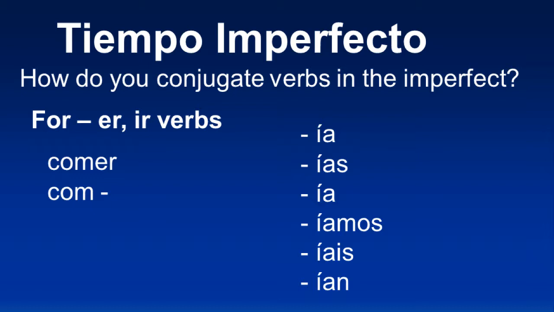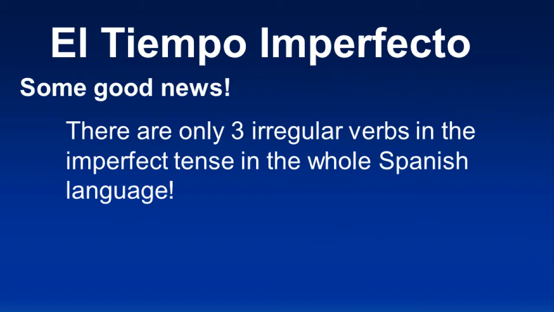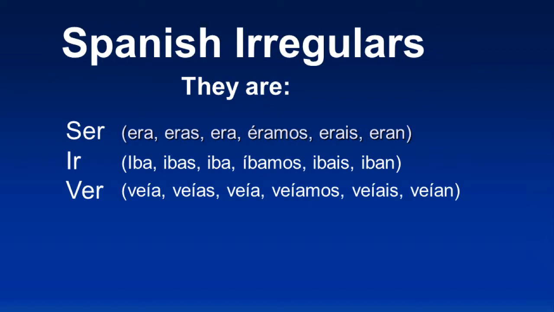Those are the conjugations. Now we got some good news. In the entire Spanish language, there are only 3 irregular verbs in the imperfect tense. So what are they? They're ser, ir, and ver. And I'm not going to repeat how to conjugate those verbs. They're listed right there. But the good news is there are only 3 irregular verbs. This is very different from the preterite tense, where we had lots of irregular verbs.